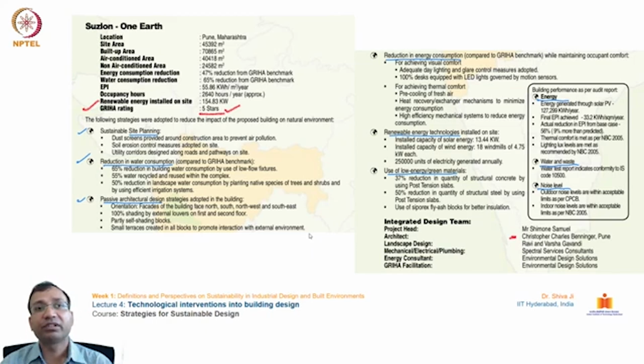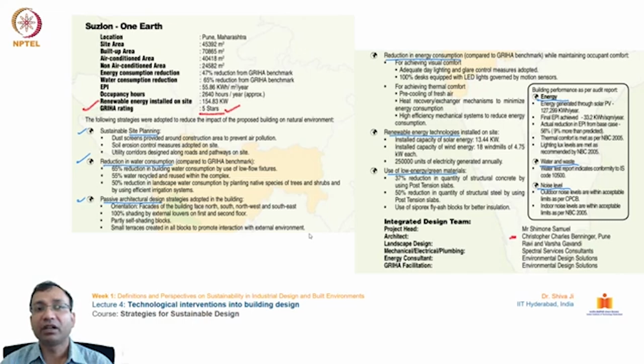The next strategy they utilize is the reduction in energy consumption. Compared with the Griha benchmark, they have achieved quite a lot of efficiency in terms of equipment, lighting and running their sensor kind of requirements. These equipments have been taken care of, and they have taken care of adequate daylighting and control of glare, so that there is no excess of sunlight in the inner areas.